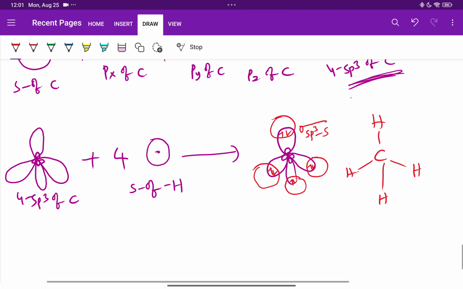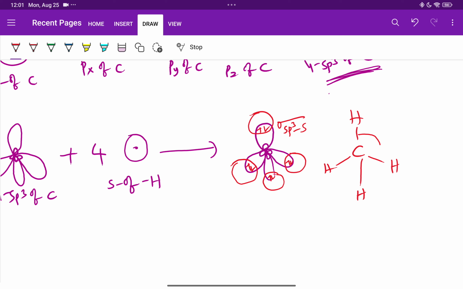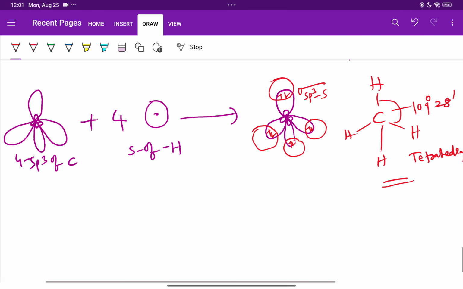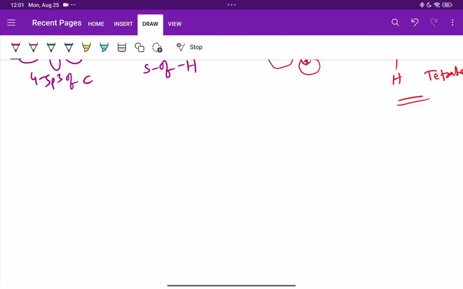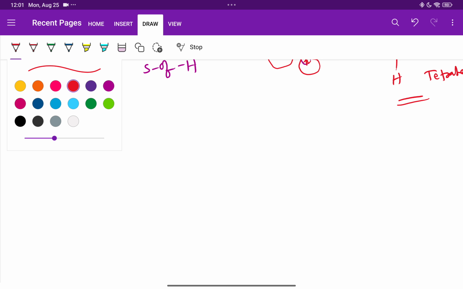So this is the sp3 hybridization, and here the CH4 bond angle is 109 degrees 28 minutes. So tetrahedral shape. Very important for board exams. And next I am going to talk about sp3d hybridization.